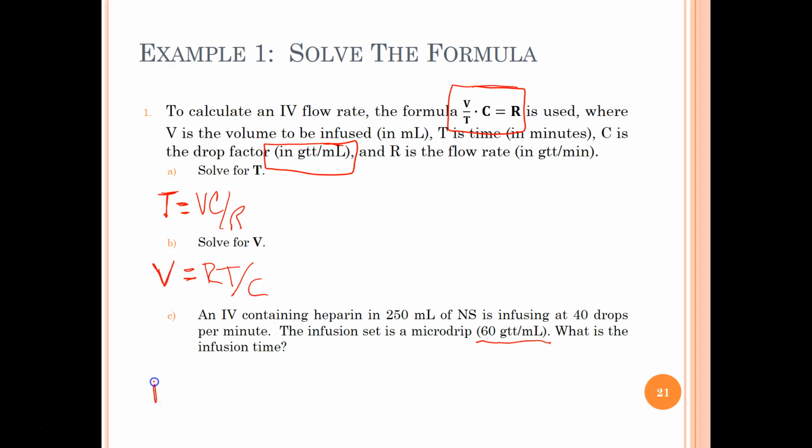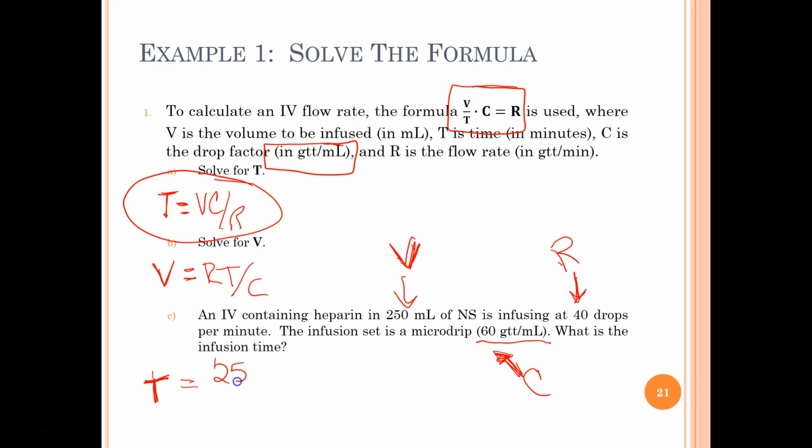In this case, we want to know the infusion time T. Notice 250 milliliters, that's our volume. 40 drops per minute. Careful, drops per minute is the rate, and drops per milliliter is your infusion set. They use C because they say, oh, that's what the tool's been calibrated to. That's basically how it's designed. So T equals, if we go back to this original formula, VC over R.